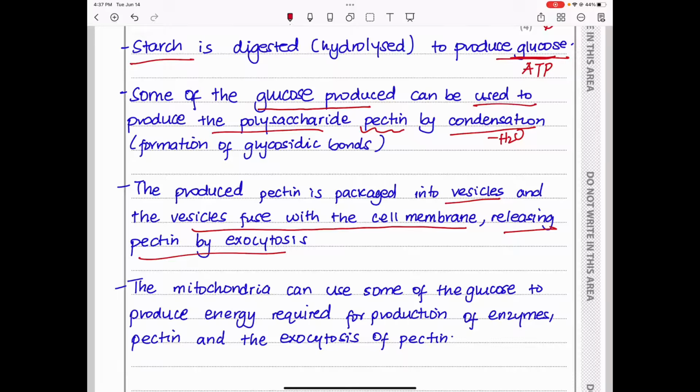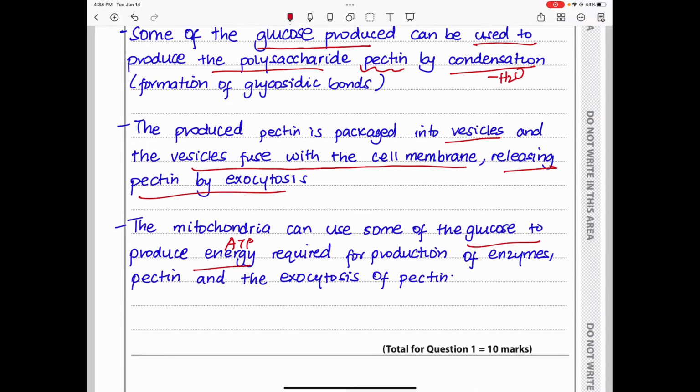And then the mitochondria can use some of the glucose to provide energy. This energy is going to be ATP, because again, the process of making pectin is energy requiring. It means some of the glucose is going to be used to make pectin, whereas the other glucose is going to be used to produce ATP that is required to carry out the production of pectin, as well as the exocytosis and the energy required for enzyme activity in the process of making pectin. This brings us to the end of question 1. We will continue on to question 2.